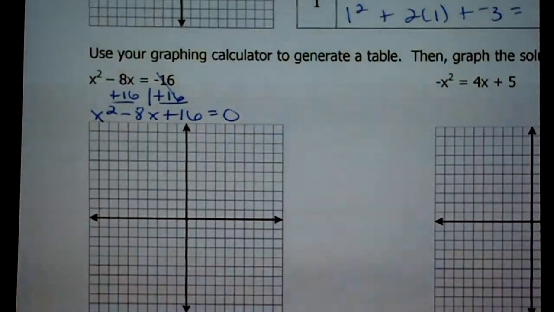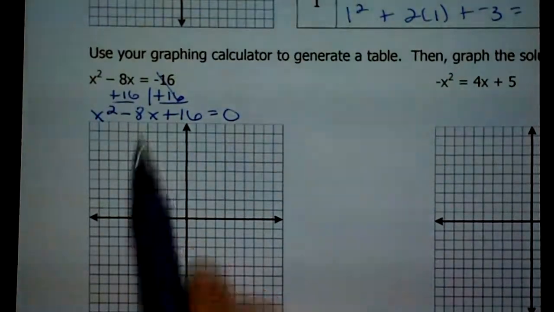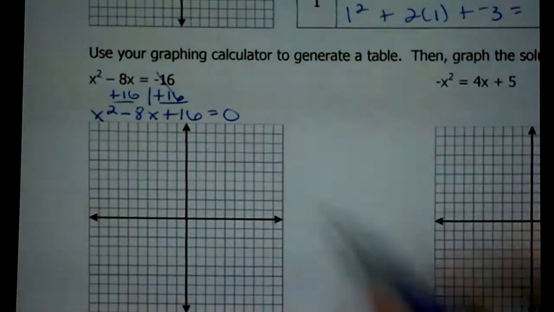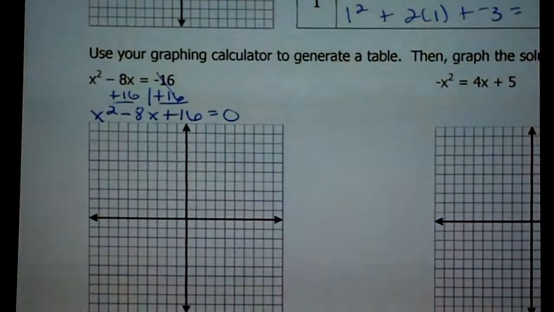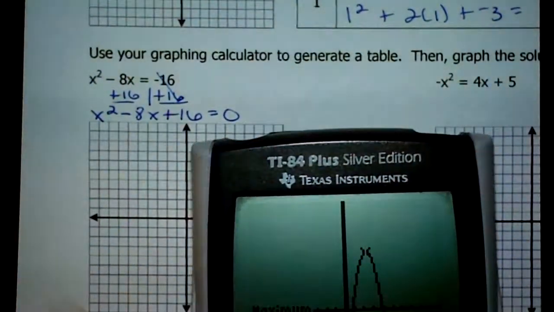Because when you add opposites, you get nothing. Okay. Right here, x squared minus 8x plus 16, that's my equation. And remember, this is kind of like the y. So get your calculator, turn it on. Oop, I had an old graph on here from before.